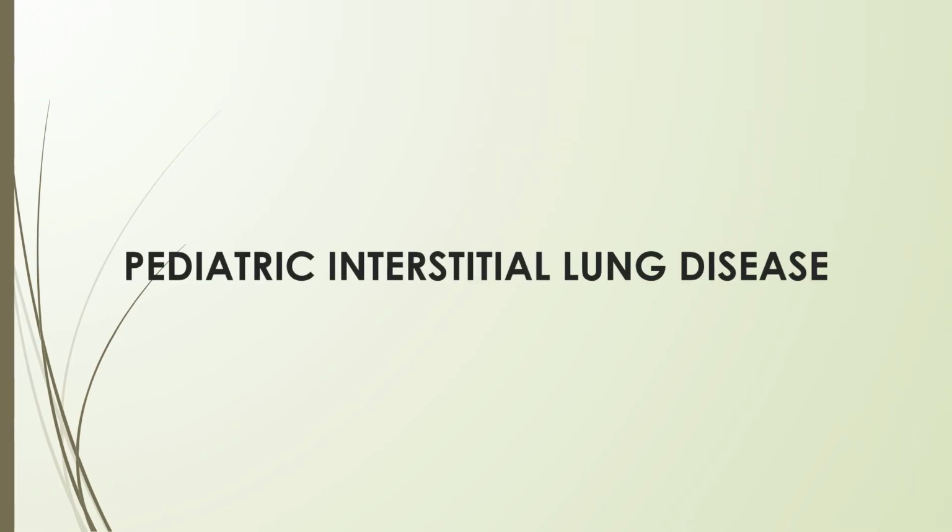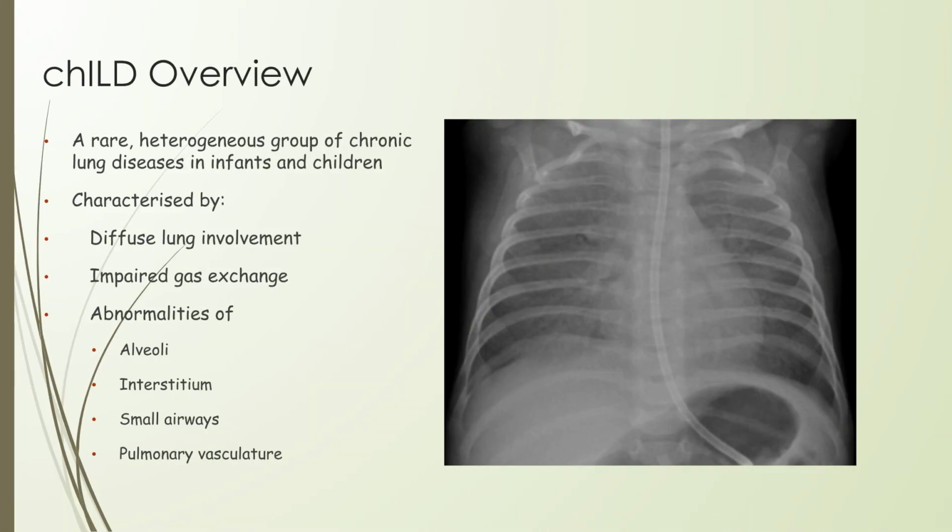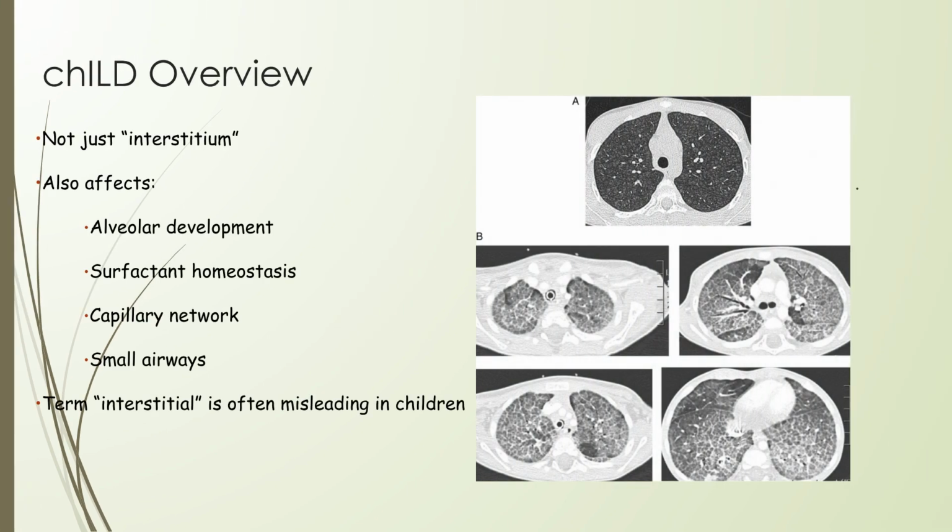Finally, we will discuss pediatric interstitial lung disease, known as CHILD. CHILD is a rare, heterogeneous group of chronic lung diseases in children, characterized by diffuse lung involvement and impaired gas exchange, affecting the alveoli, interstitium, small airways, and pulmonary vasculature. The term interstitial can be misleading, as CHILD involves more than just the lung interstitium. It also affects alveolar development, surfactant homeostasis, the capillary network, and the small airways.